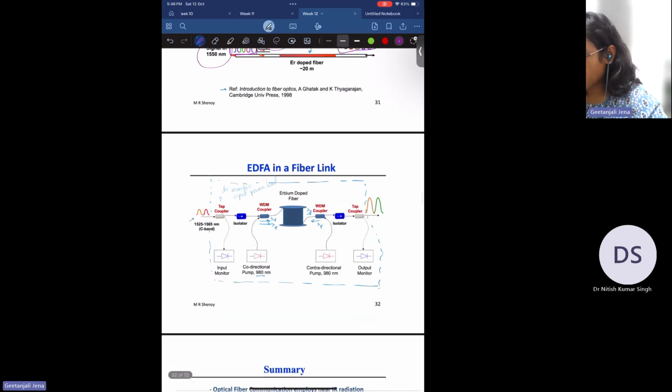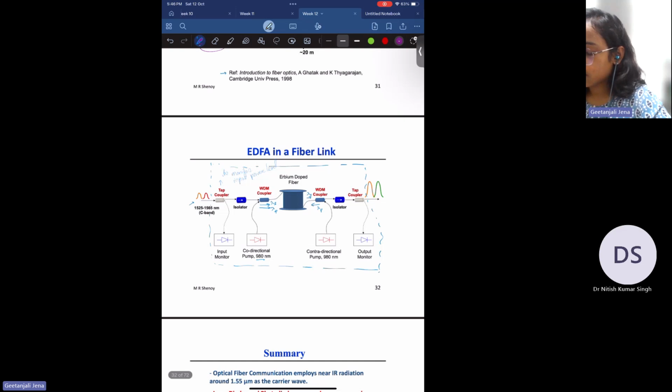And this is the schematic of a fiber link. So we have tap coupler to monitor the power level at the input end, and we have isolator which transmits only one type of wave to propagate in forward direction. And we have WDM coupler to couple both the pump wavelength as well as the signal. And when it passes through the EDFA doped fiber, the signal will be amplified, and we can isolate the signal at the receiving end. Okay.